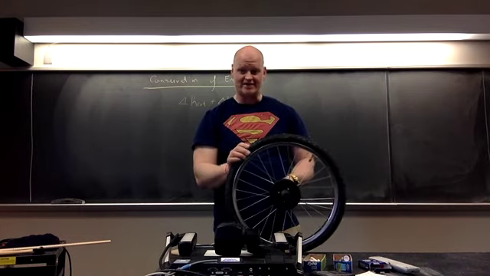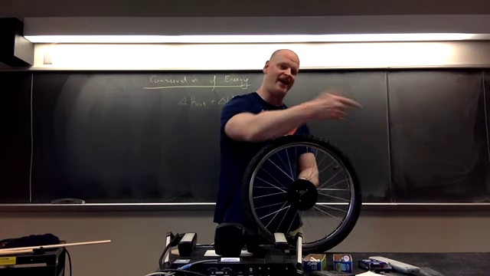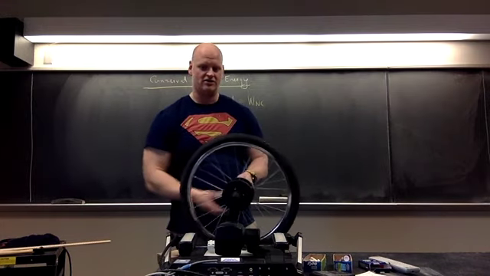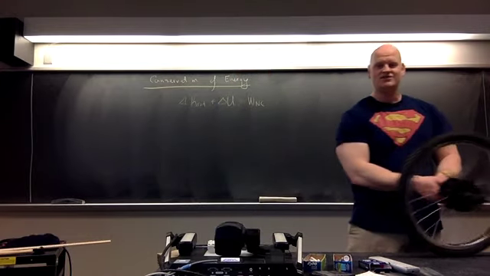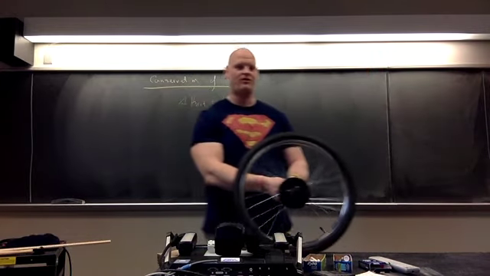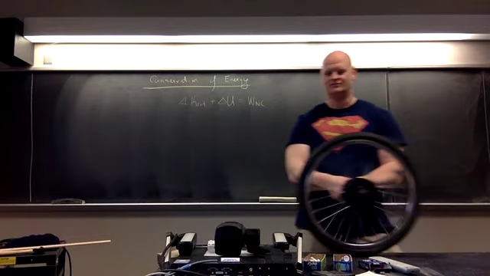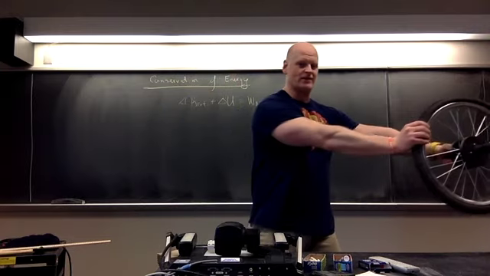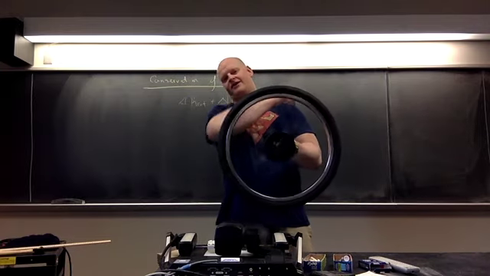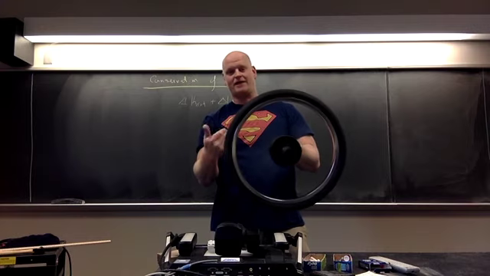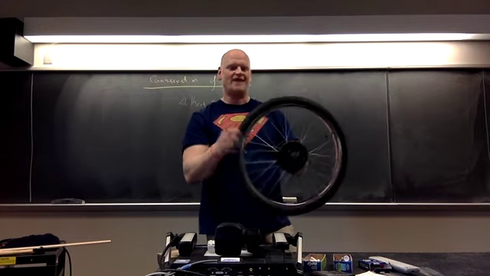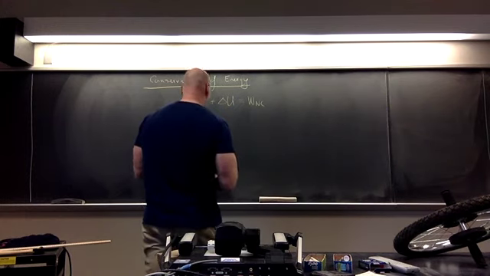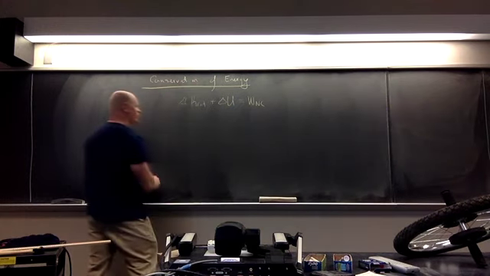Case number two is this thing is actually going to be translating and rotating simultaneously. So for example, when you ride a bike or you're driving your car, you do this. So in this case, we're going to have both translation and rotation. This thing has a translational kinetic energy since the center of mass is doing this, but it also has a rotational kinetic energy since it's rotating about its center, which means that we have to know exactly what is the total kinetic energy of this object. Now, to do that, we're going to look at what's known as rolling without slipping.